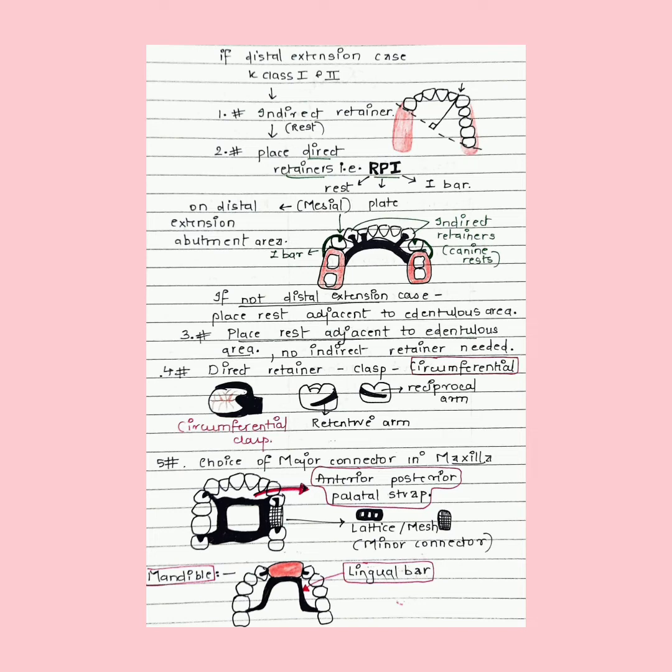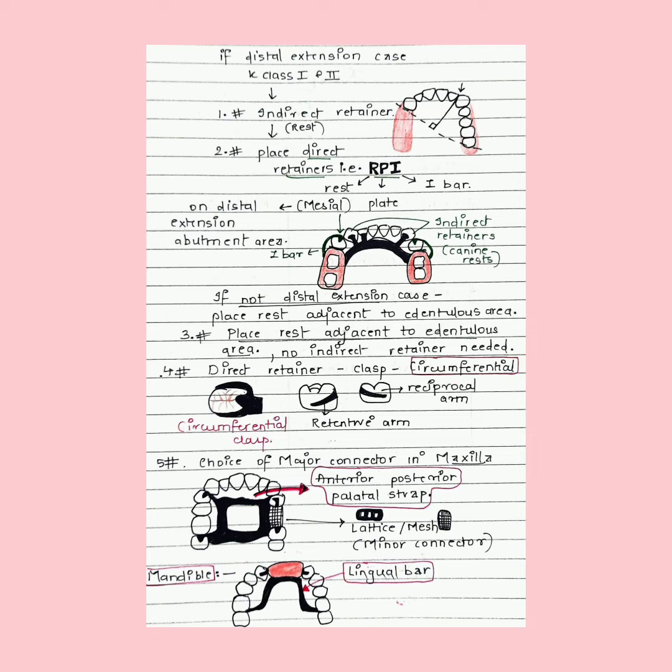Now we need direct retainers or clasp assemblies, but the choice of direct retainer is RPI in case of distal extension. So this RPI will be placed on the last abutment tooth adjacent to this distal extension case. Here it's the premolar, if you can see in the first picture. So we'll give RPI as direct retainer in this case. Rest will always be mesial in a distal extension case. Again, we discussed this in our video, the reasons for using a mesial rest in distal extension case. And we'll have proximal plate and the I-bar.